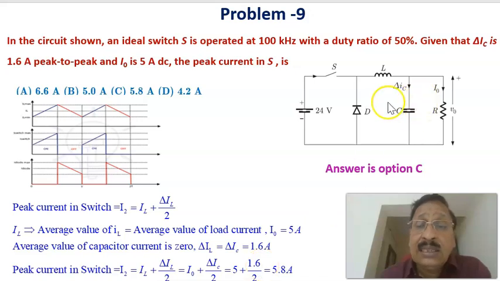Then the average load current is calculated. The average load current is given as 5 amperes. Therefore, 5 amperes plus delta IL by 2, which is 1.6 by 2, is equal to 5.8 amperes. Therefore, the answer is C.